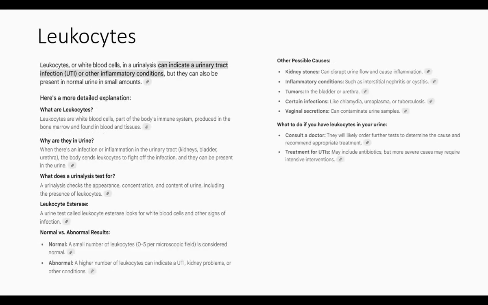Leukocytes can indicate a urinary tract infection, UTI, or other inflammatory conditions. What are leukocytes? These are white blood cells, part of the body's immune system, produced in the bone marrow and found in blood and tissues. Normal versus abnormal results. Normal: a small number of leukocytes, 0 to 5 per microscopic field, is considered normal. Abnormal: a high number of leukocytes can indicate a UTI, kidney problem, or other conditions. Other possible causes: kidney stones, inflammatory conditions, tumors, certain infections, and so on and so forth.